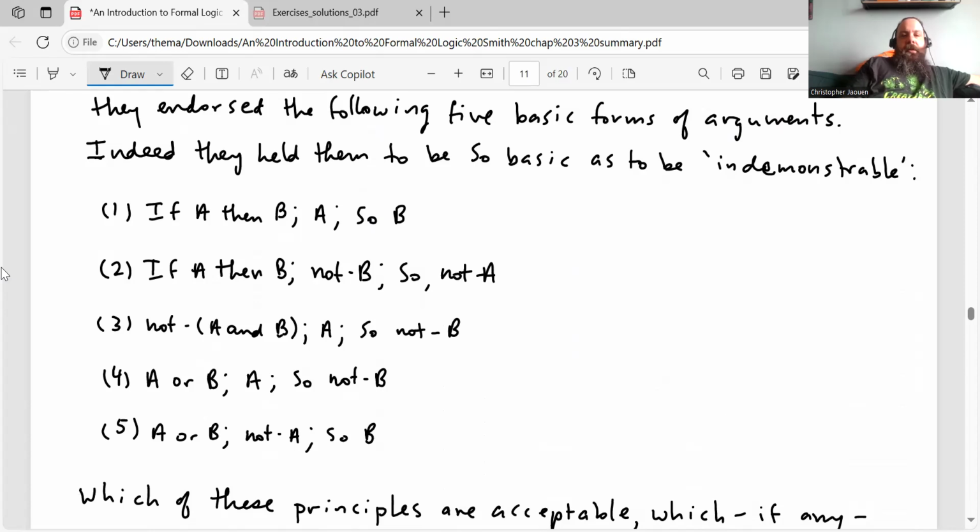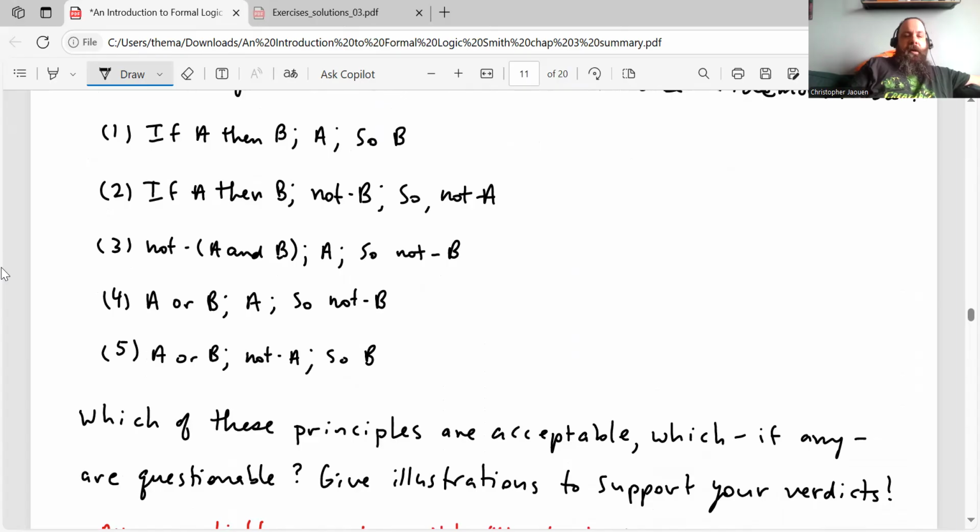If A, then B; A; so B. Form 2: if A, then B; not B; so not A. 3: not both A and B; A; so not B. Number 4: A or B; A; so not B. And 5: A or B; not A; so B.